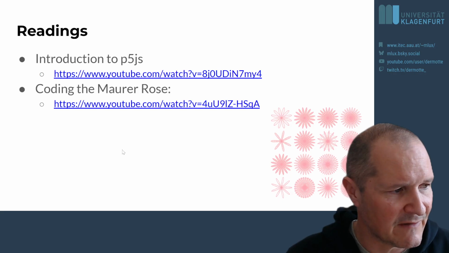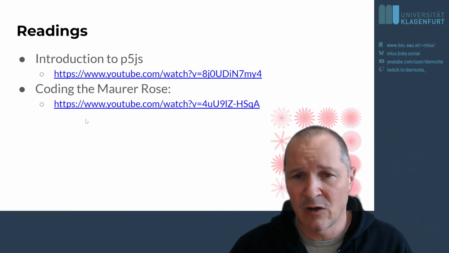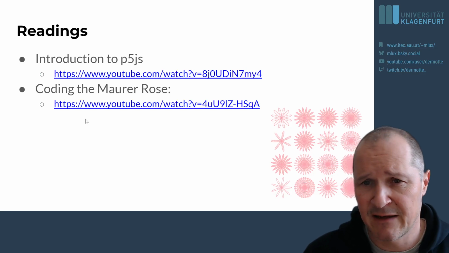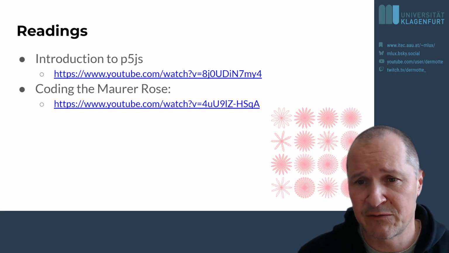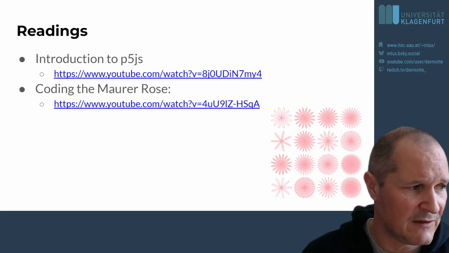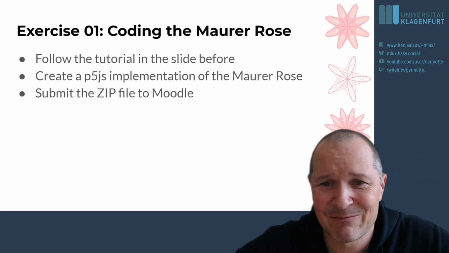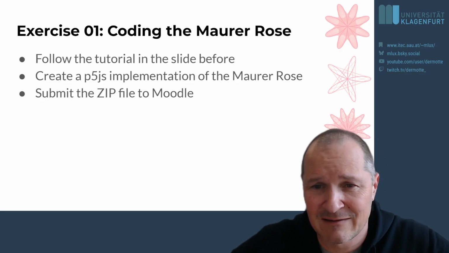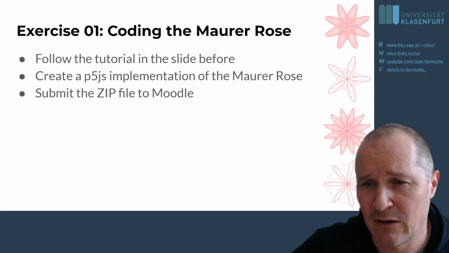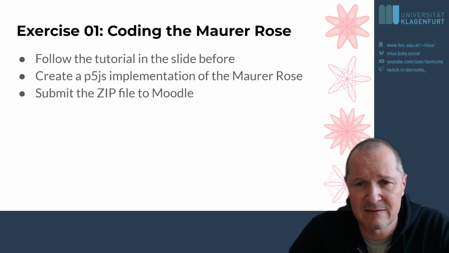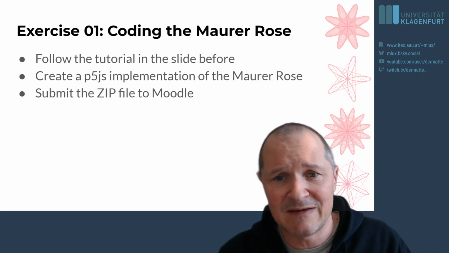Okay, so there is an introduction to p5js, which is pretty cool. And also there's a video coding the mouseY, which is a geometric structure that really looks nice. It's a lot of trigonometry in there, but not too bad. And you can watch the video. And if you watch the video, you have already a benefit because your exercise is to create these mouseY. You can follow the tutorial that I've given you in the slide before, create a p5js implementation of the mouseY and submit the zip file to Moodle. Deadline is in Moodle as well as on the web page. Yeah, and if you have any questions, please start typing now because we're basically at the end.